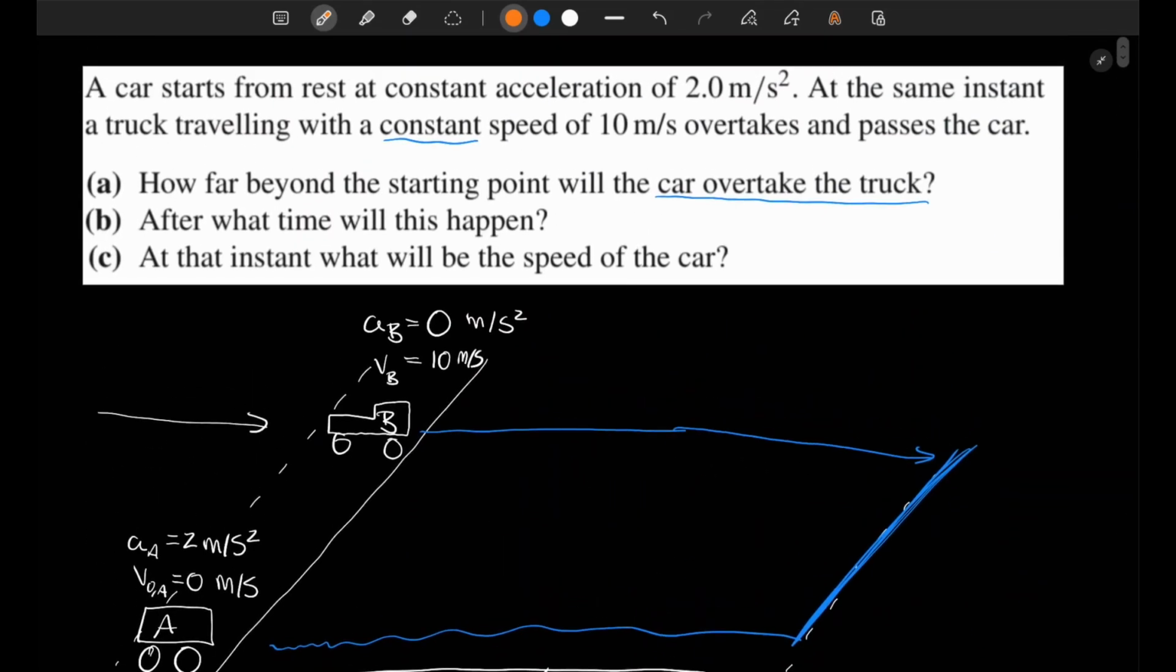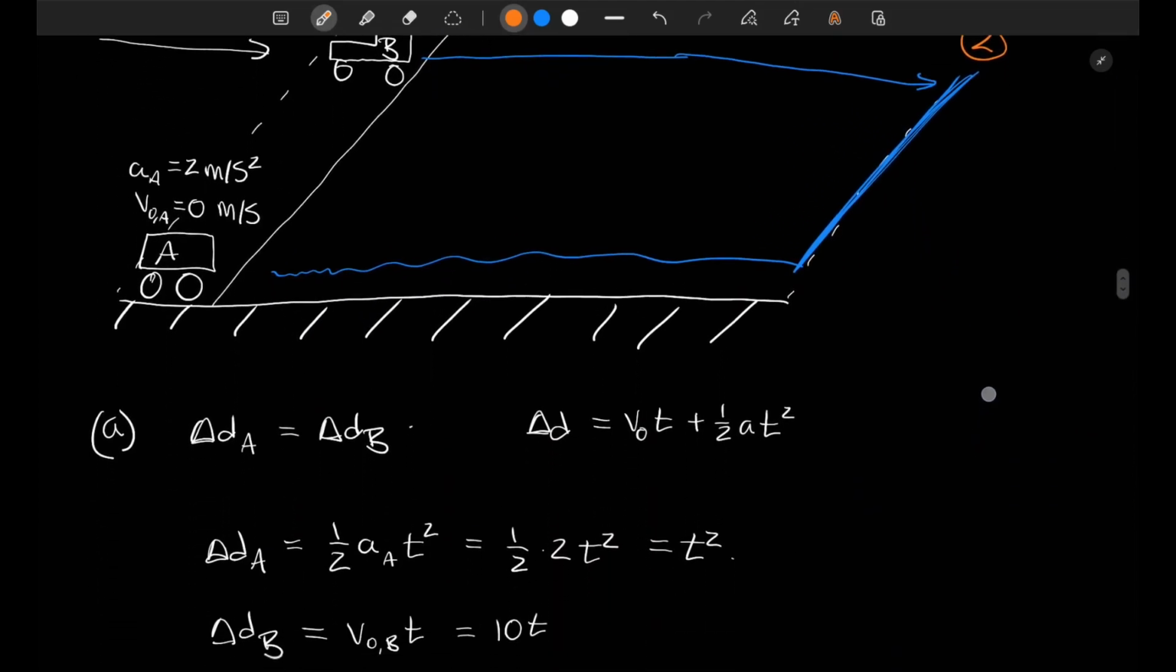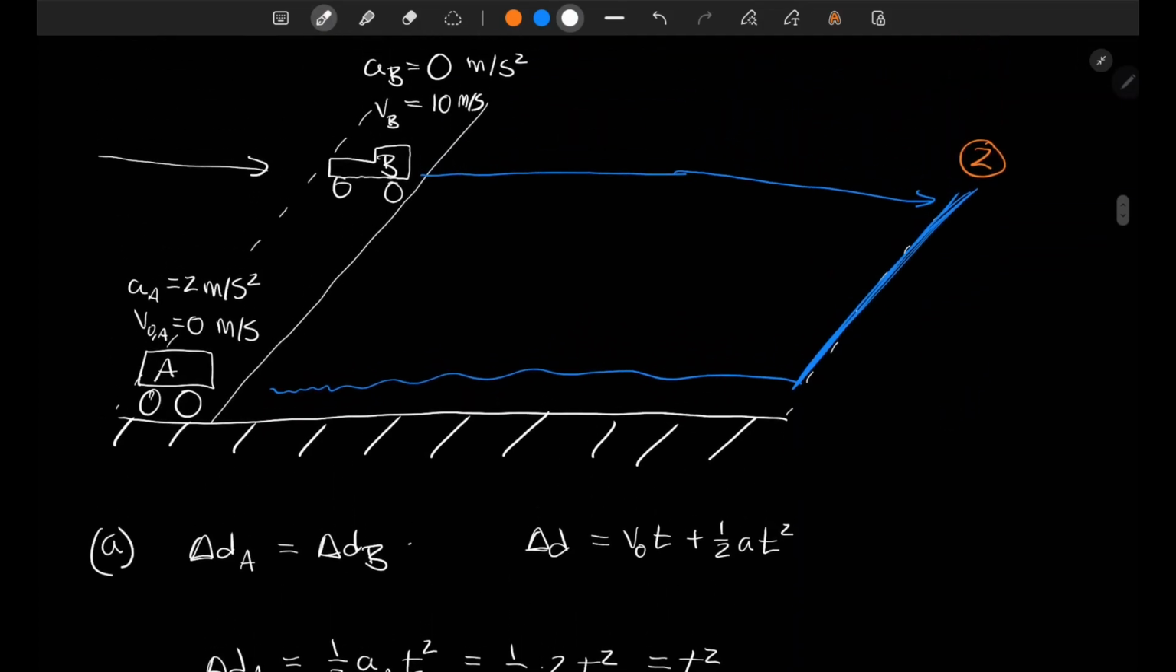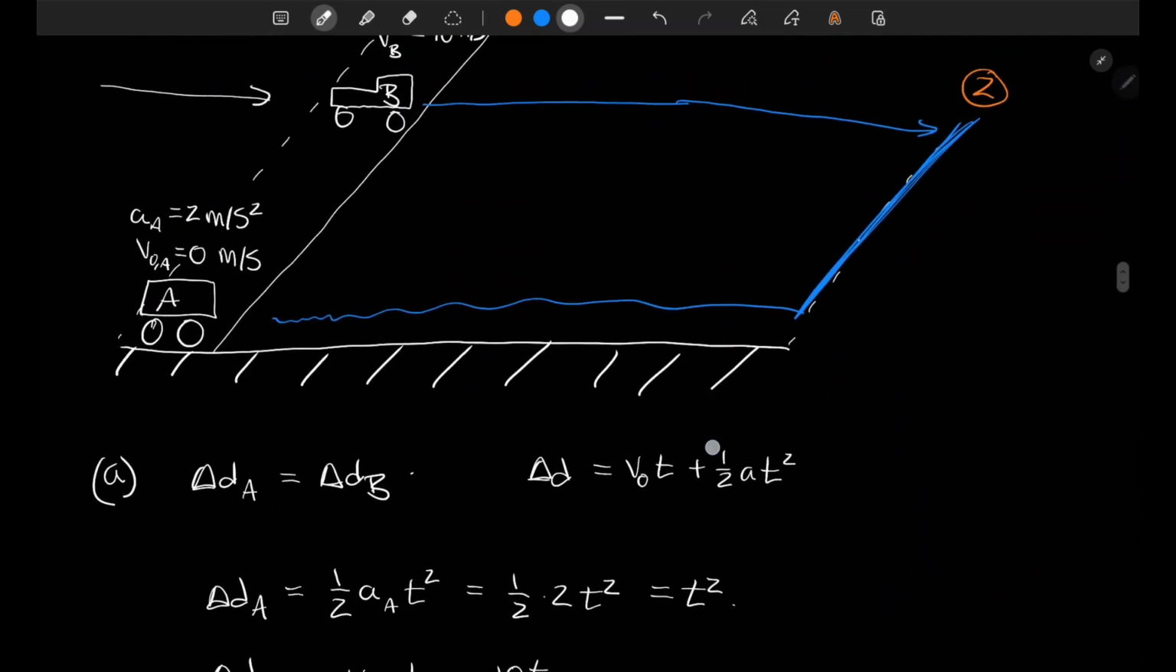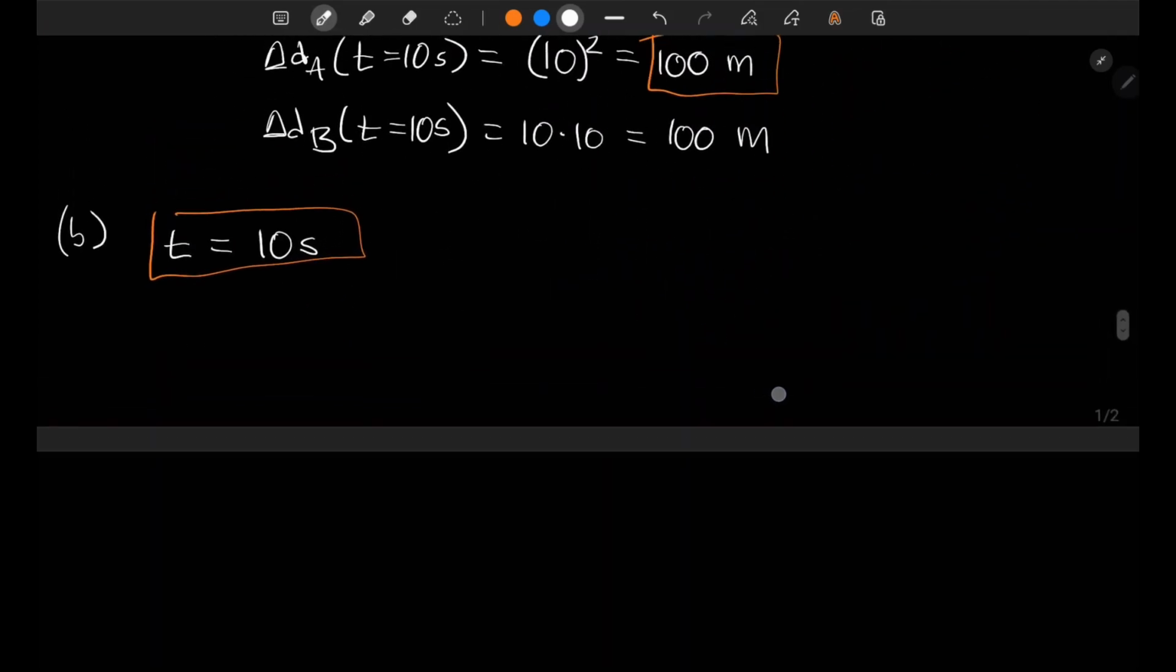And then the last part is at the instant that these two cars coincide in the distance. So at this second line, we'll call this 2, at this blue line 2, what is the speed of the car? Okay, well, we know that the initial speed of the car is 0 meters per second. And we know that it accelerates at 2 meters per second squared.